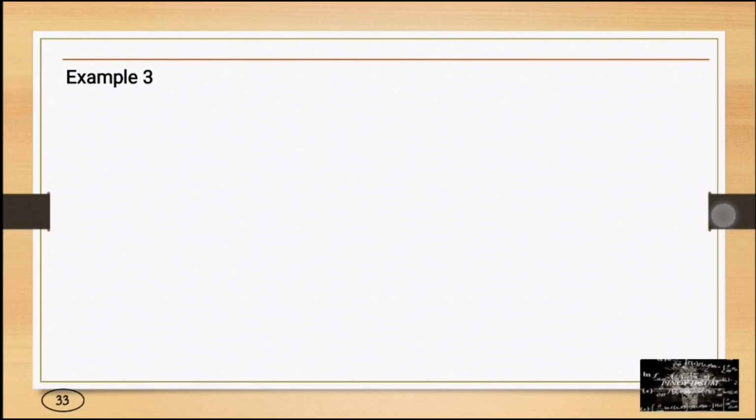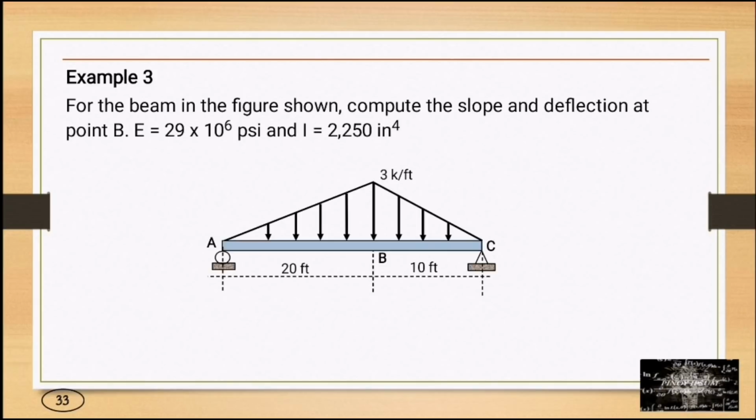Example number 3. For the beam in the figure shown, compute the slope and deflection at point B. So E is equal to 29 times 10 to the power of 6 psi, and I is equal to 2,250 inch to the fourth. Solution for deflection at point B.